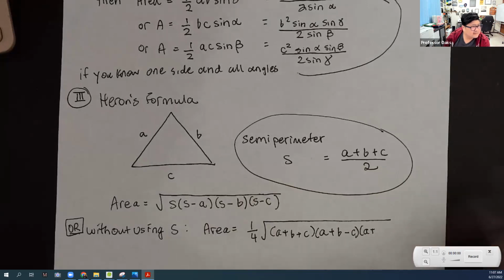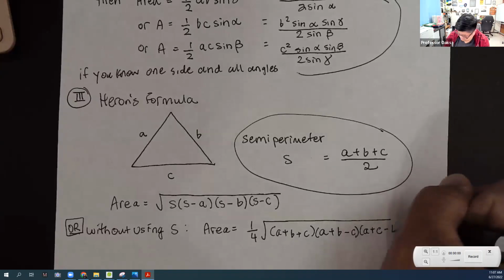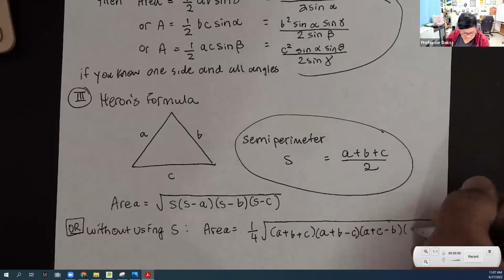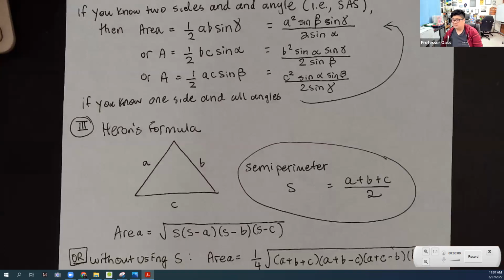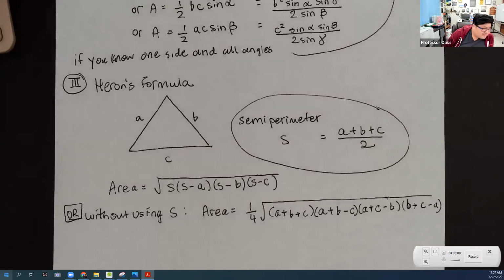Sorry, I can't read my own handwriting. Because I wrote it out before, so it's A plus C minus B. Yeah, and then B plus C minus A. I just want to make sure about A and B. I thought that for some reason I had put a plus somewhere and it wasn't.